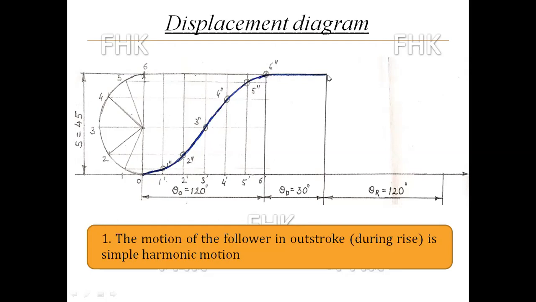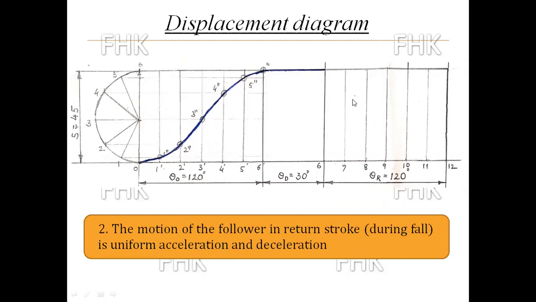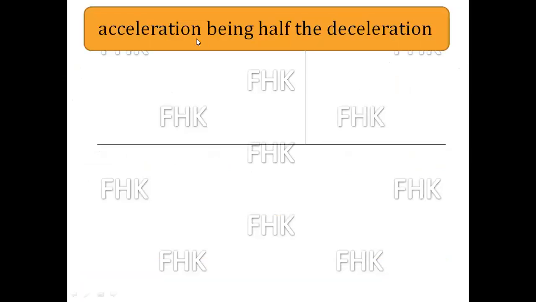Now the next thing: how to draw the displacement curve for a return stroke when the motion of the follower is uniform acceleration and retardation. As we discussed earlier, again I divide that horizontal line, which is the return stroke, into 6 equal parts, and I name them 7, 8, 9, 10, 11, and the last one is 12.